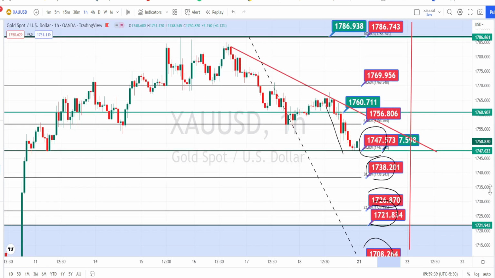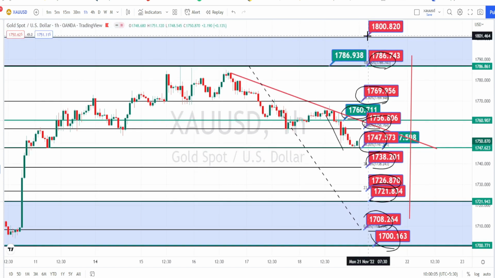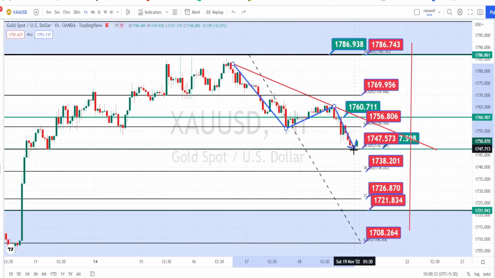And on the bullish side, if the price action breaks the resistance level of 1756, the next levels of resistance are going to be around 1760, 1769 and 1786. And this area between 1786 and 1800 is going to act as a very strong resistance zone for the future price action. The current trend of the price action in the hourly time frame is a bearish trend as long as it is trading below this resistance line from the hourly time frame.